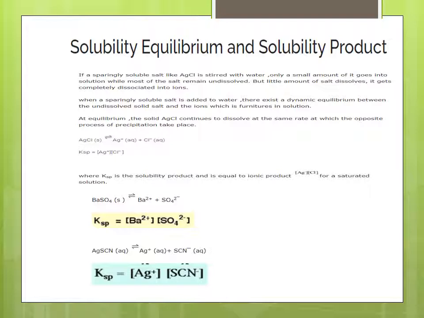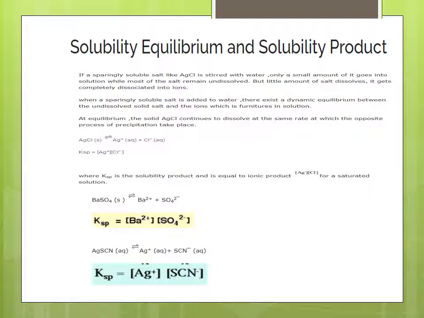At equilibrium, the solid AgCl continues to dissolve at the same rate at which the opposite process of precipitation takes place. Now AgCl gives Ag+ and Cl-. So the solubility product constant, that is Ksp, is equal to the molar concentration of Ag+ multiplied by the molar concentration of Cl-, where Ksp is the solubility product and is equal to the ionic product for a saturated solution.